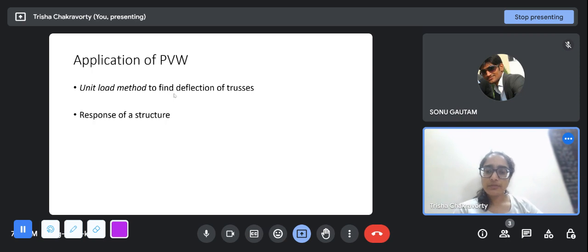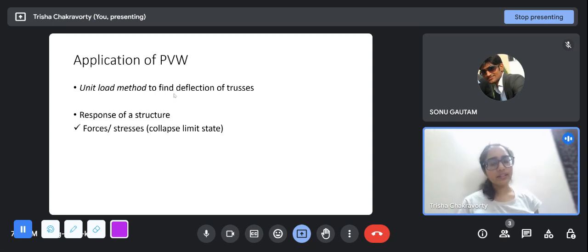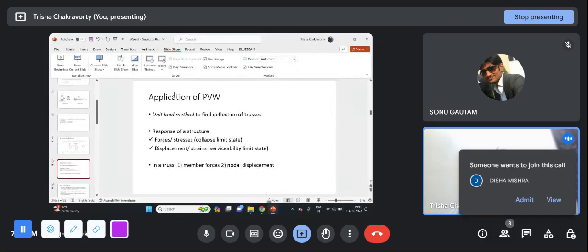Now we know that the response of a structure can be of two types. First is the forces or the stresses generated in the structure. This is related to the collapse limit state. Now, for example, in a building the beams and columns are the framework of the building.